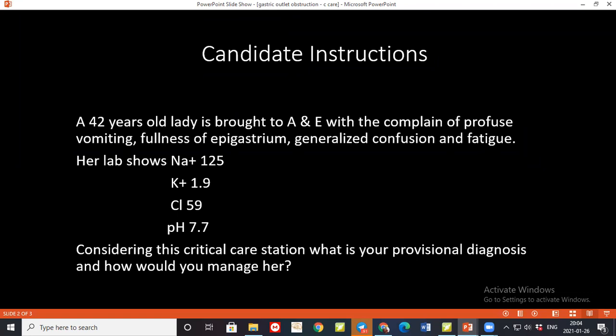Increased. I think you're telling the opposite. Okay. Why do you think the patient has paradoxical aciduria?